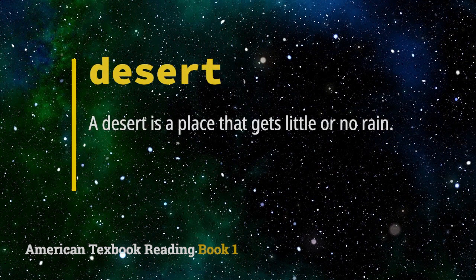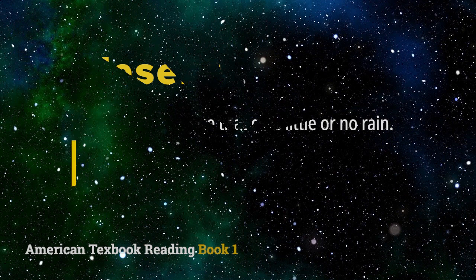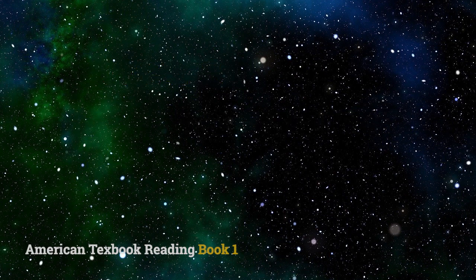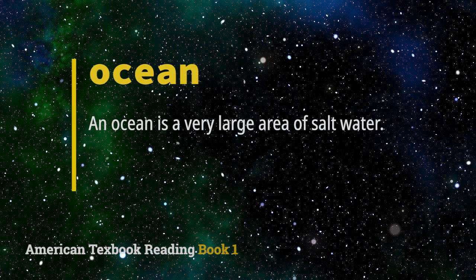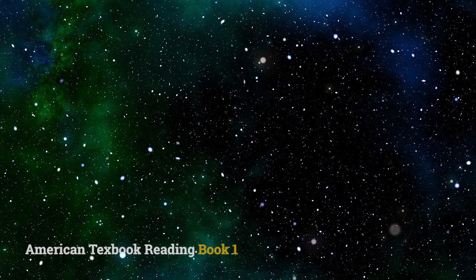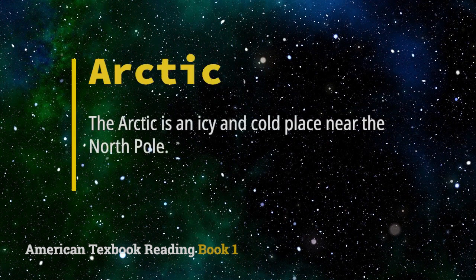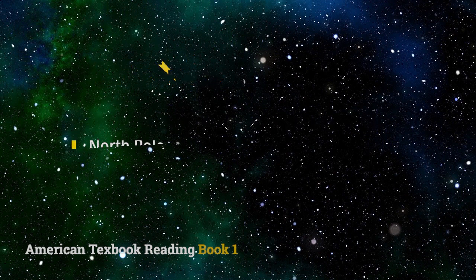Desert. A desert is a place that gets little or no rain. Ocean. An ocean is a very large area of salt water. Arctic. The Arctic is an icy and cold place near the North Pole.